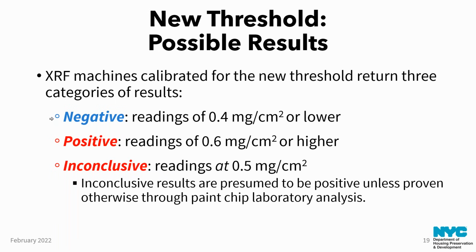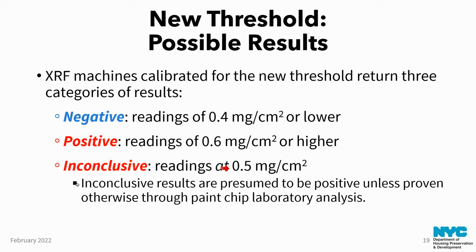So one other thing to mention about the new threshold is that there are now 3 possible results. 2 of them will be extremely familiar. Negative means that the reading was below the definition of lead-based paint. Positive means that the reading was above the definition, so we're treating the paint as lead-based. But we have a new result called inconclusive. If the machine produces a result that reads exactly at the threshold of 0.5, that result is considered to be inconclusive.